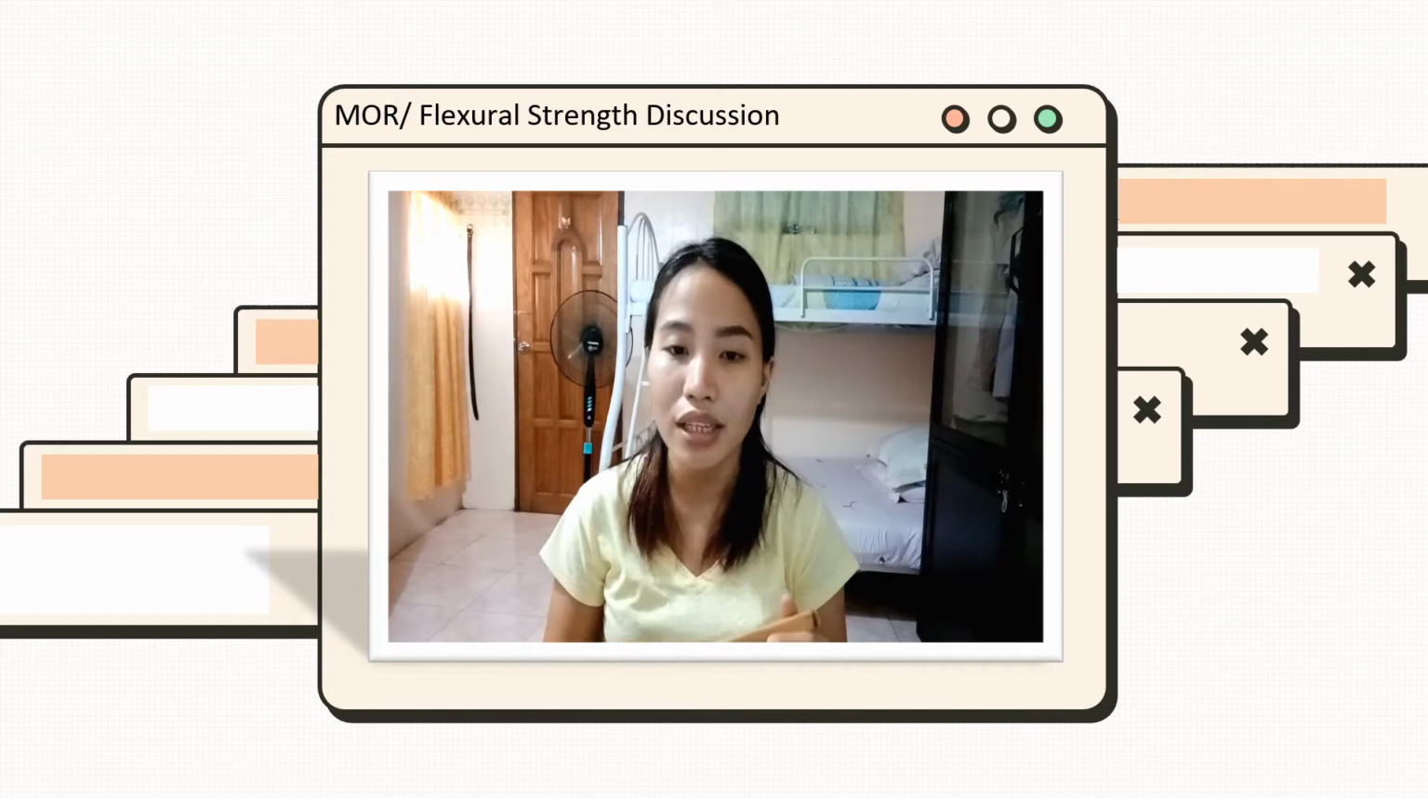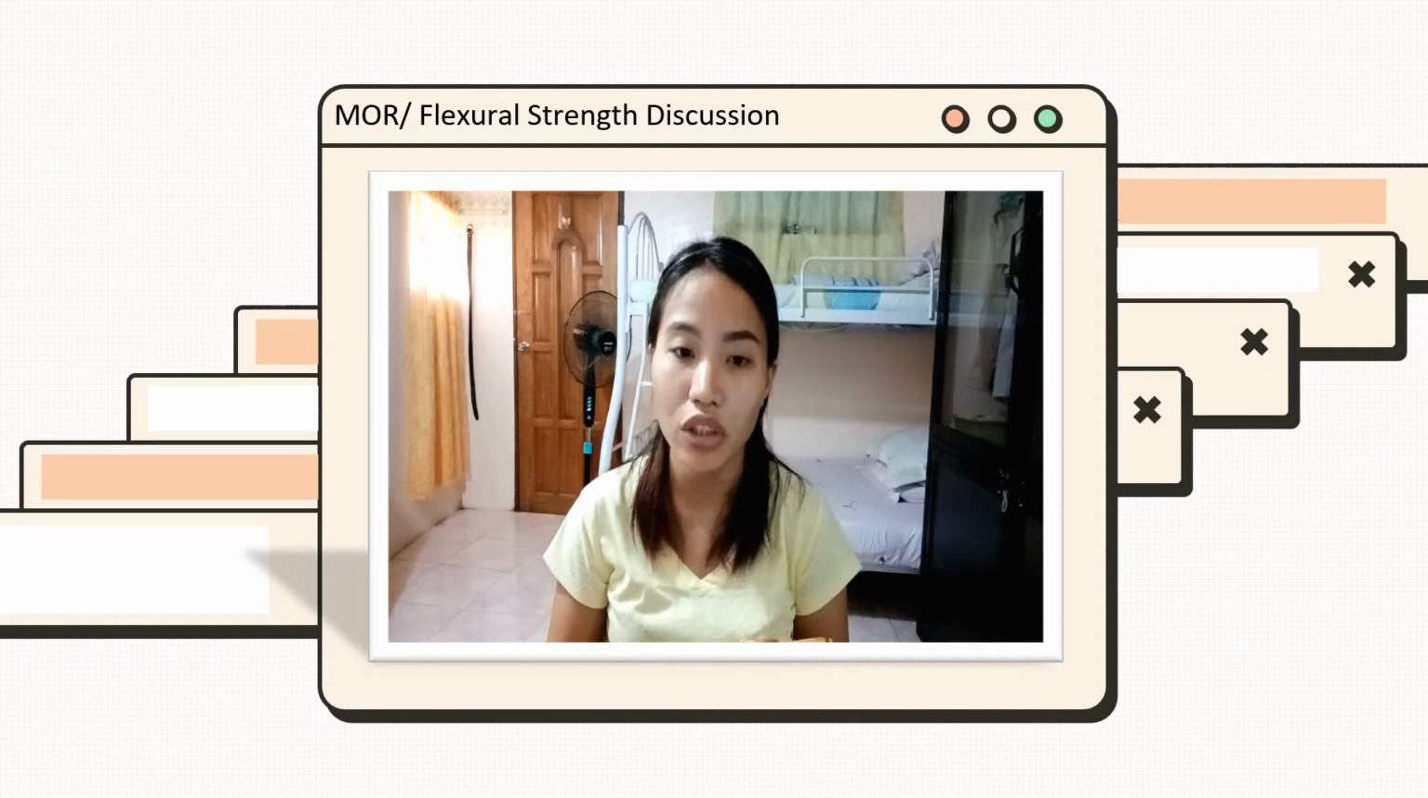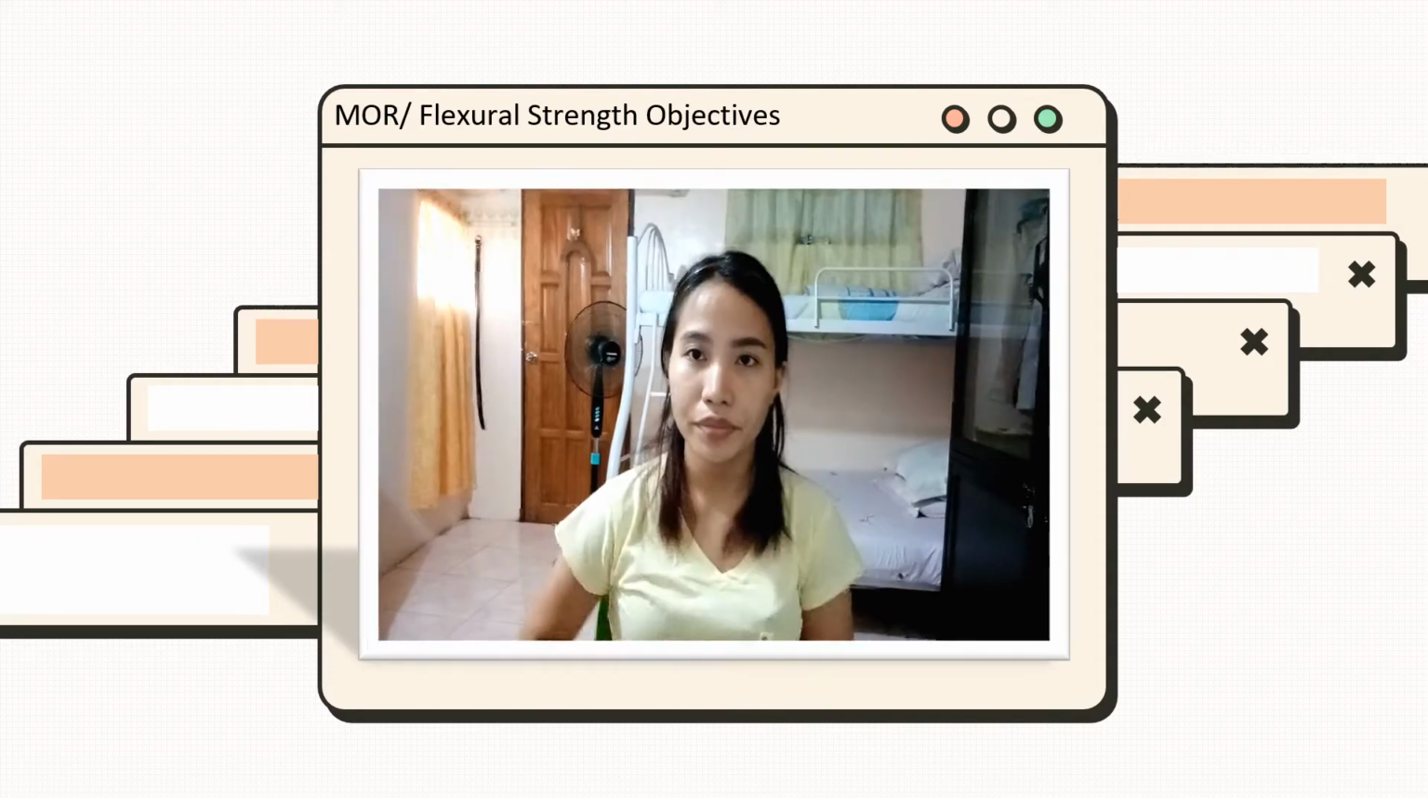Flexural strength really tells you the maximum amount of stress the material can take, and it's quoted as force in newtons or pounds force per unit area in meters squared or square inches.